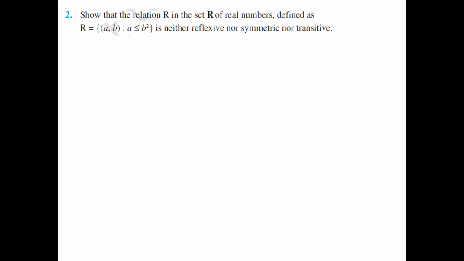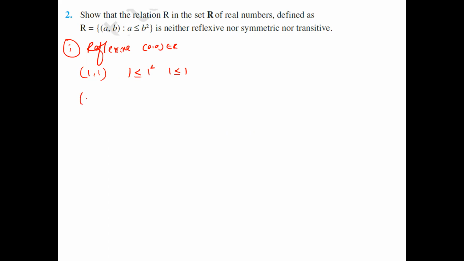First one is reflexive. What is the condition here? (a, a) belongs to R. For example, I'll take (1, 1). In place of a is 1, in place of b is 1. So 1 is less than or equal to 1 square. 1 is less than or equal to 1 only, so it satisfies the condition. I'll take any other value.